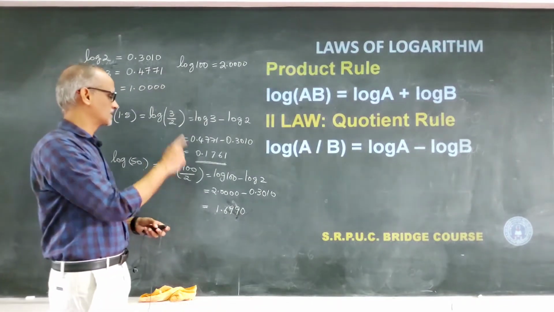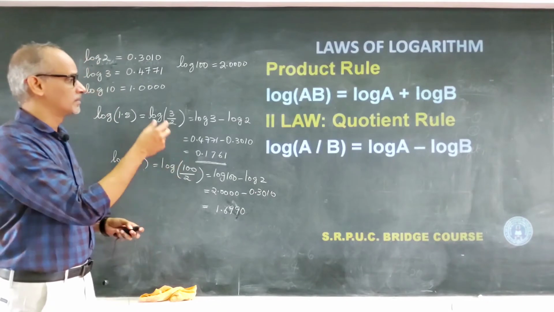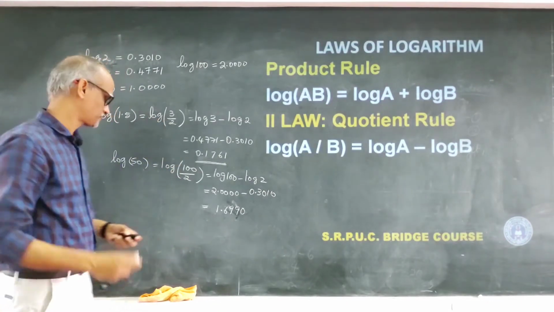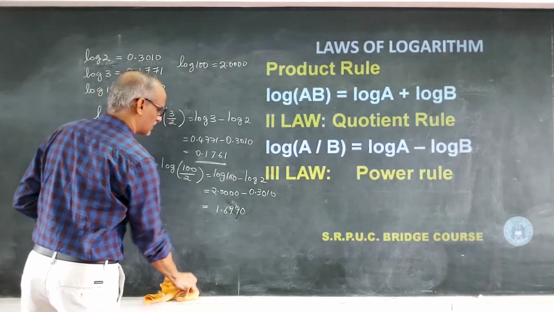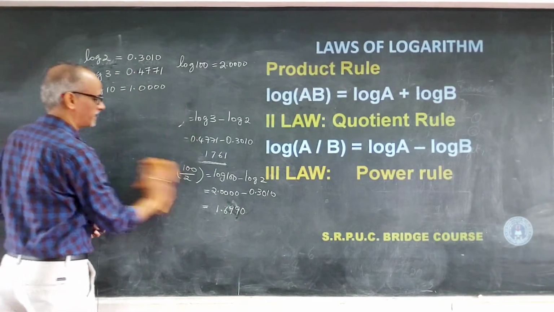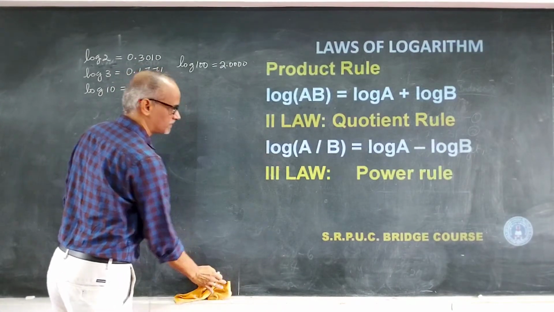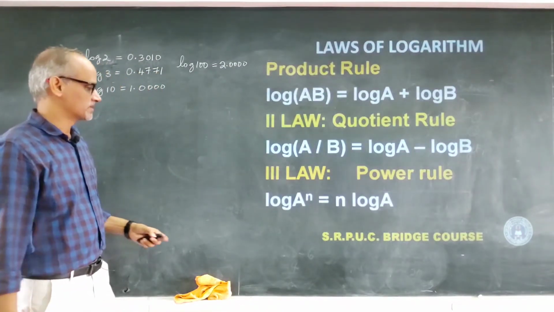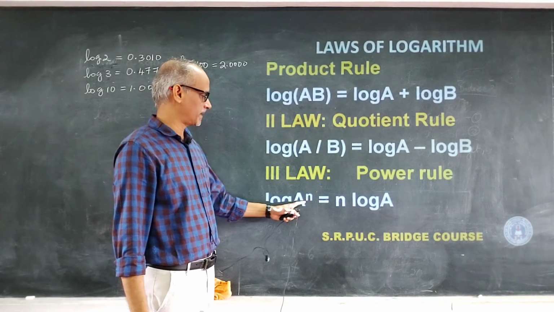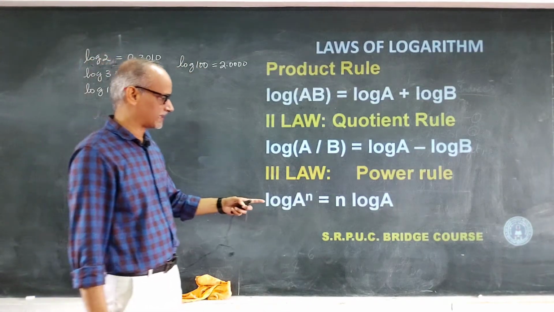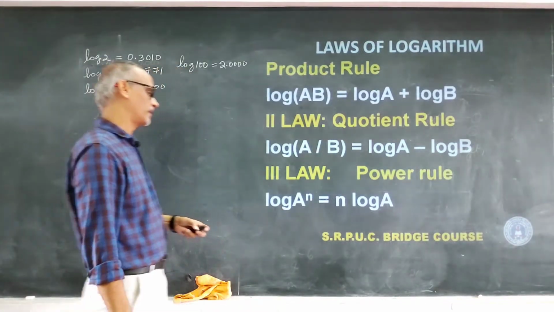So therefore you can see in this illustration we have used the quotient rule in finding the log of a number. Third rule and the last one is the power rule. The power rule is log of a to the power n is n log a.